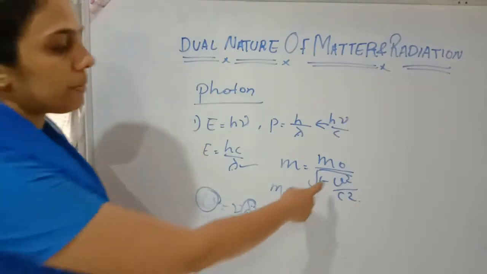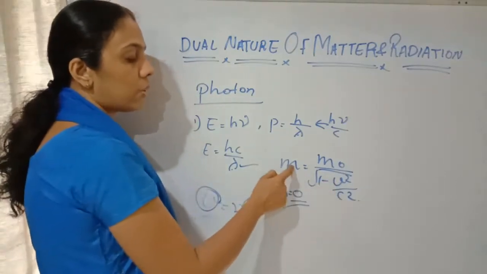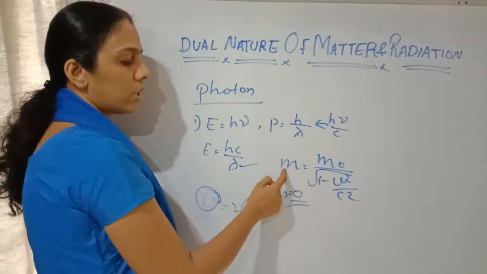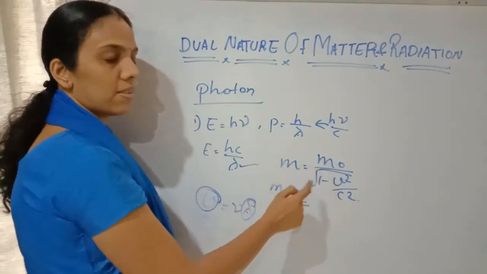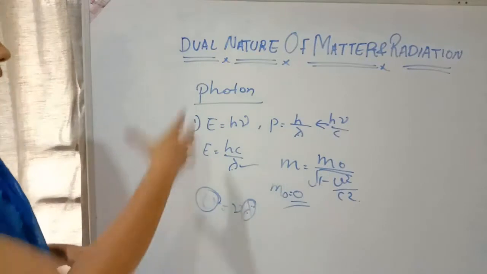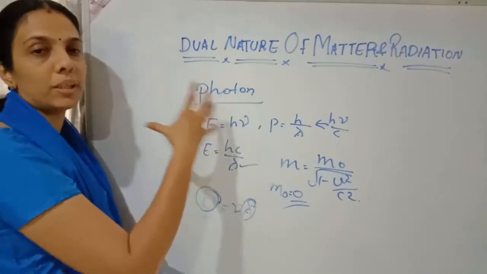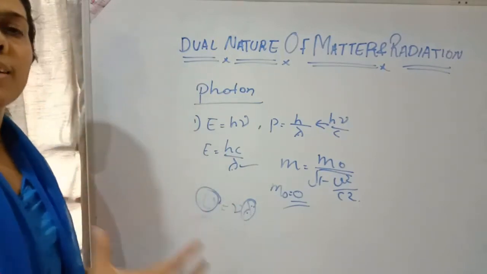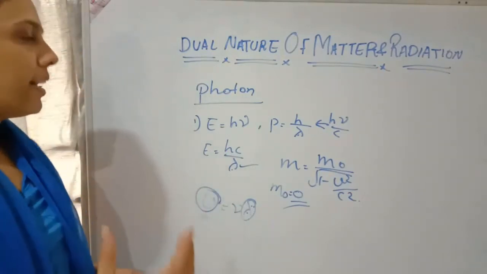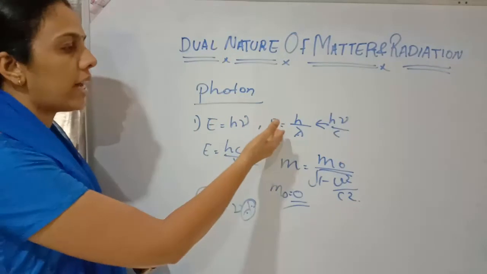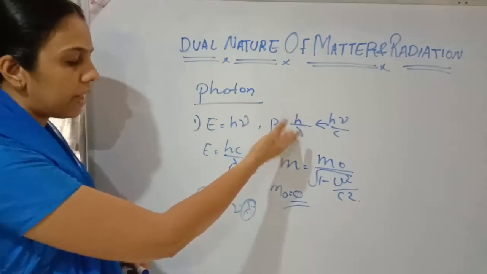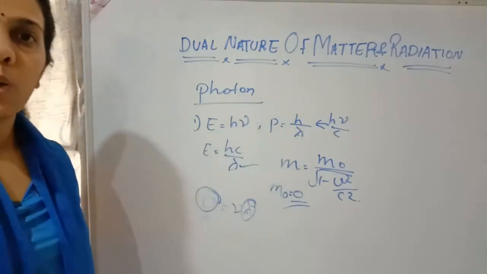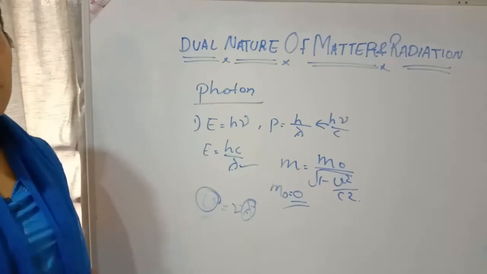Right? So C by C will be equal to 0, 1 minus 1 is 0, and m into 0 is equal to 0, therefore rest mass is equal to 0. So these are the characteristic properties of a photon. A photon is a packet of energy, it has particle nature, its energy is h nu and momentum is h by lambda, and it has the same velocity as the velocity of light.